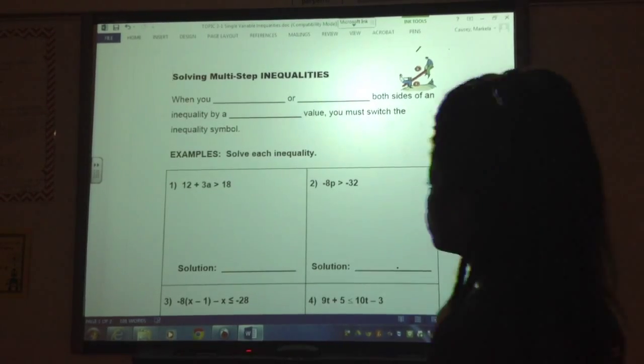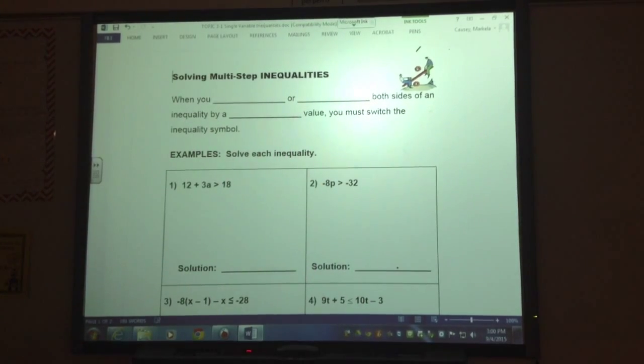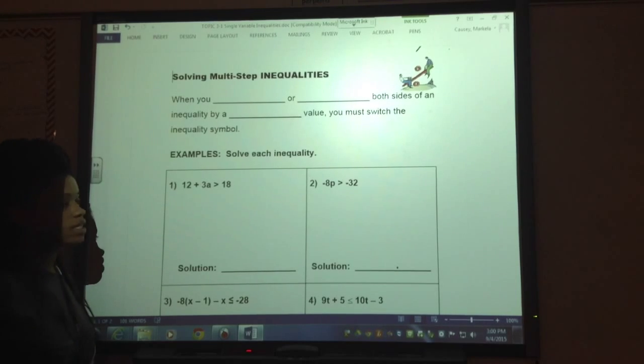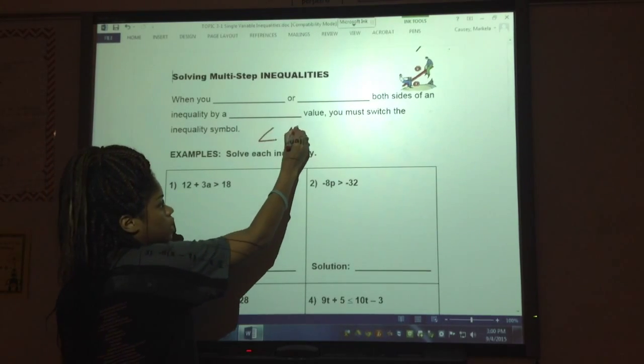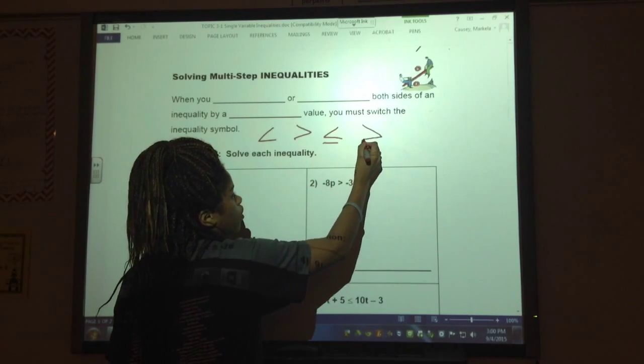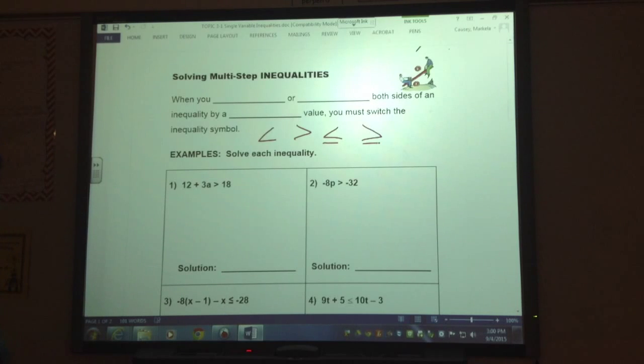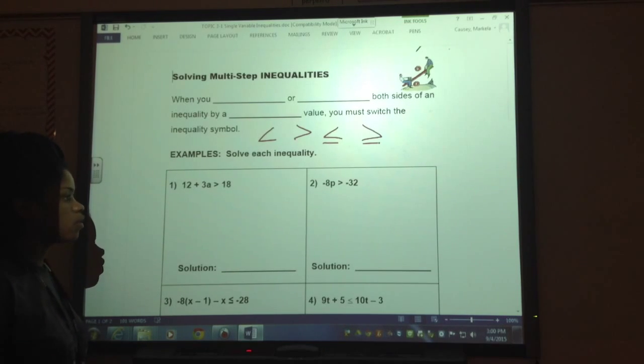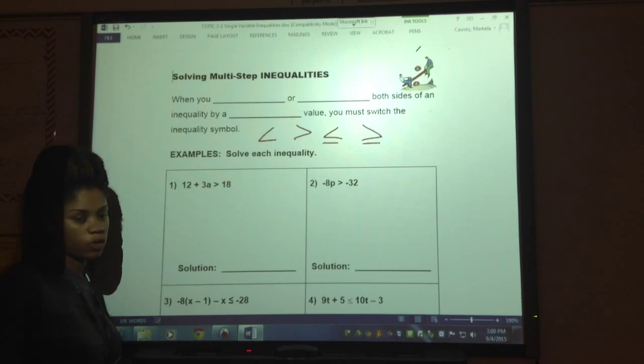Today's notes are over solving multi-step inequalities. An inequality is different from an equation because we have these symbols: less than, greater than, less than or equal to, or greater than or equal to. Let's work a few examples to see how an inequality is different from an equation.